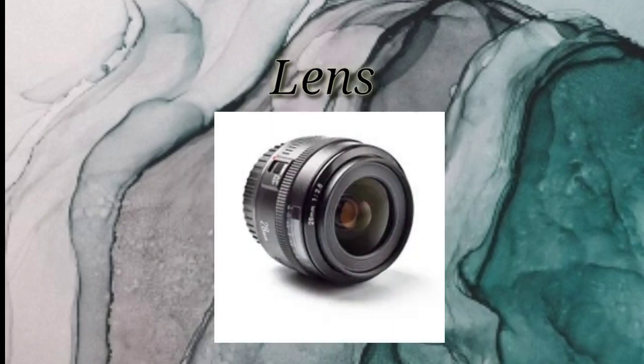Lenses allow light into the camera and to the sensor, allowing the camera to process the captured image. More basic cameras have a permanently fixed lens, but DSLRs include removable lenses.